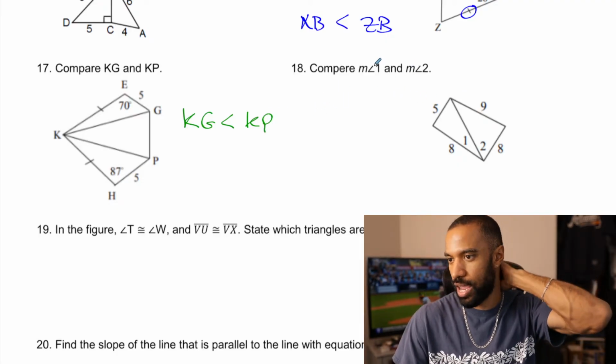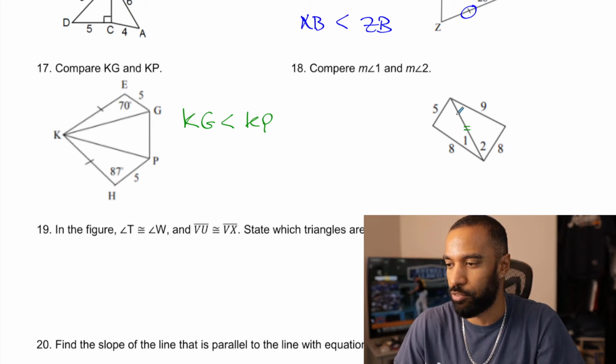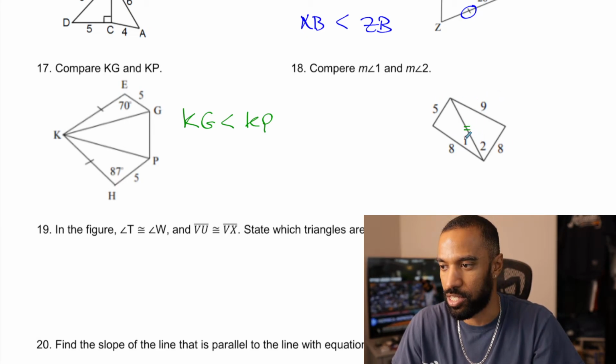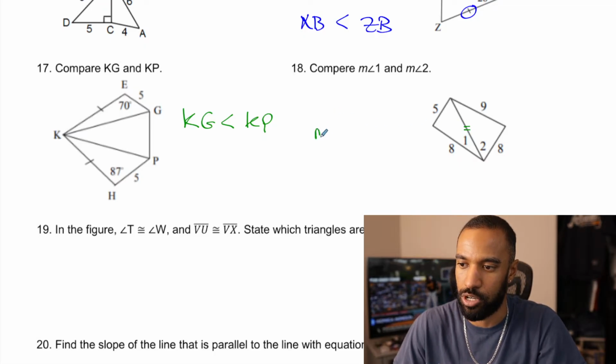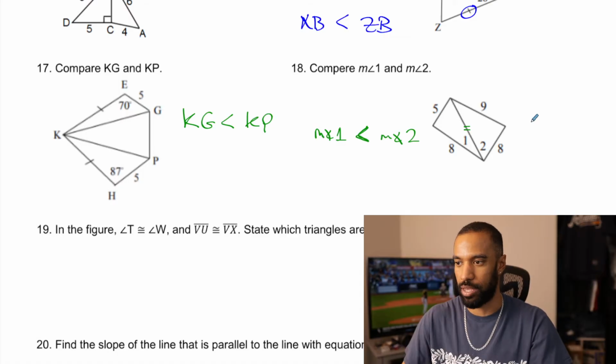And compare measure angle 1 and measure angle 2. Again, all things being equal, 8, 8. Reflexive properties show that being the same. 5 is less than 9. Therefore, measure of angle 1 is less than measure of angle 2. We're not getting the exact side lengths and angle measures for you guys. We're just comparing how they are based on what's there.